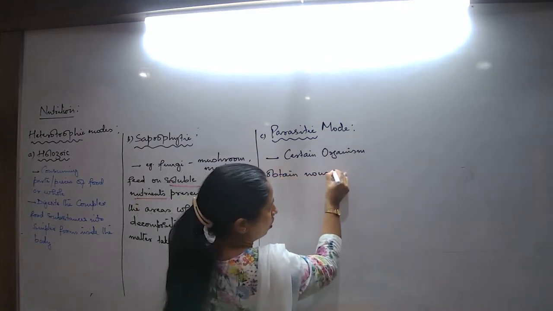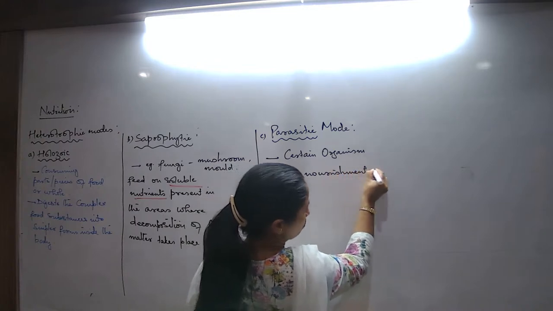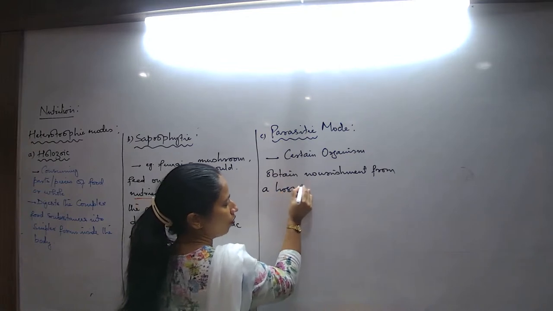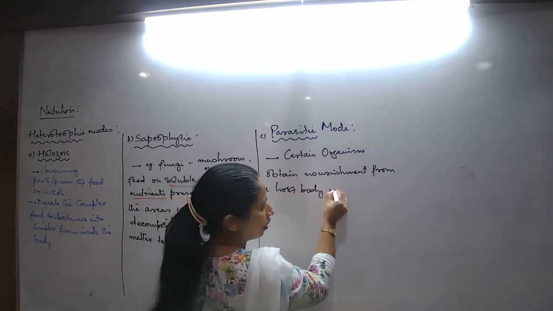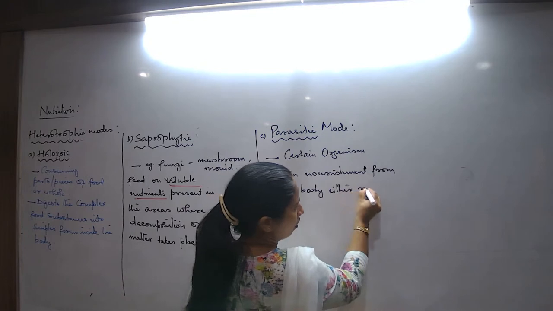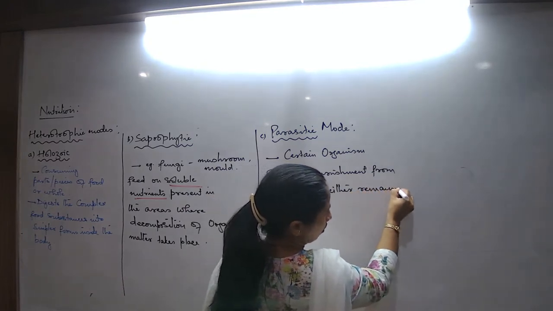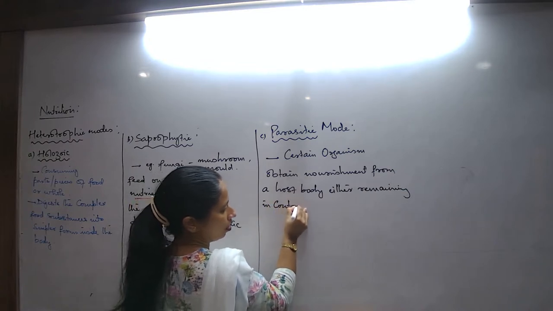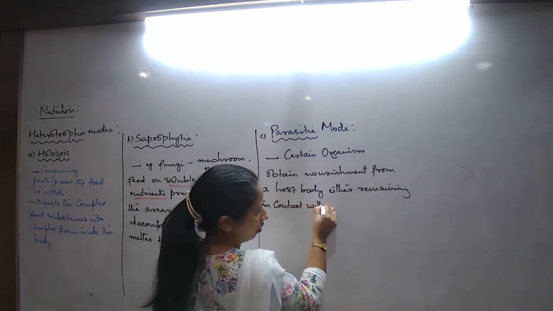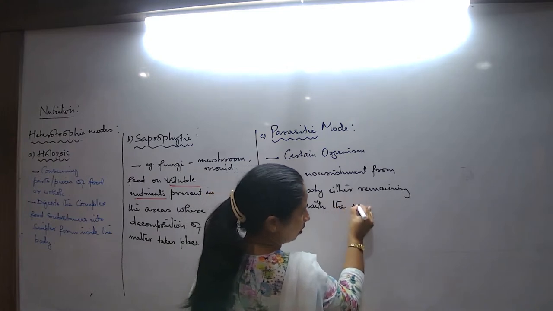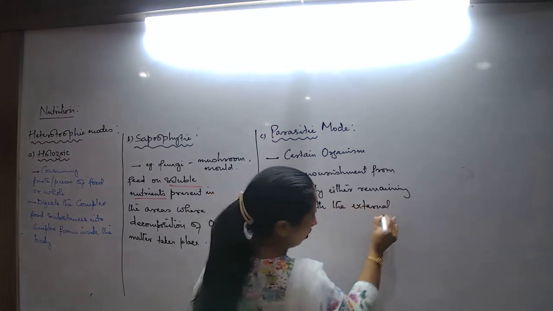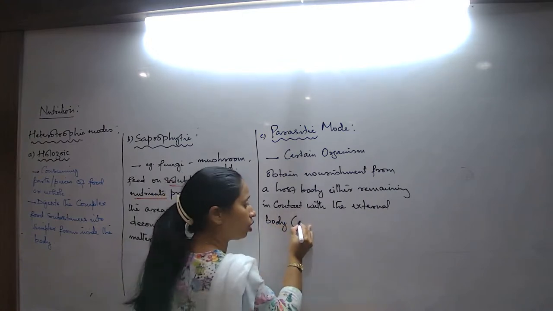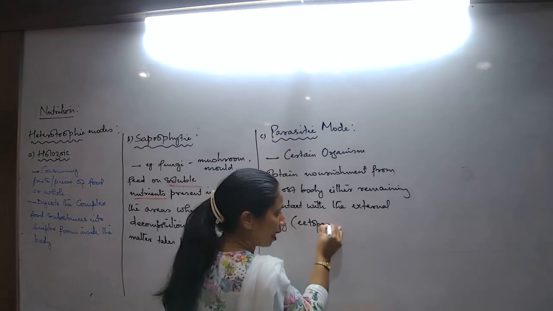Certain organisms obtain nourishment from a host body, either remaining in contact with the external body. If that is so, then we will call such type of parasites ectoparasites.